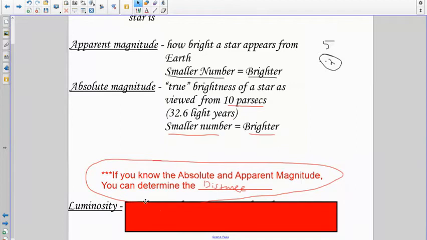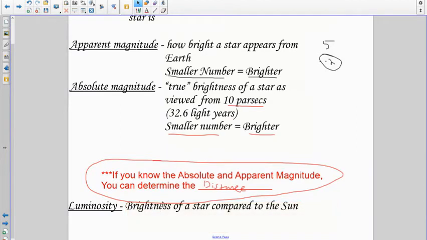So then over here, the luminosity is just another way of talking about the brightness of a star. It compares the brightness of a star to that of the sun. So something that had a luminosity of 1 would have the same brightness as our sun. And then for this one, the bigger the number, the brighter, and the smaller the number, the dimmer, which is the opposite of absolute magnitude.